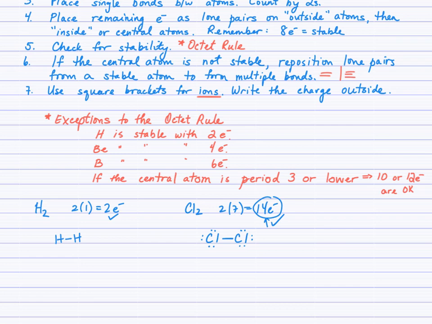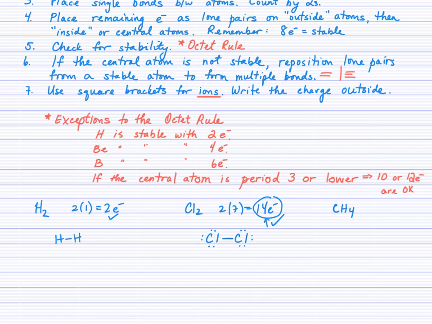Now I check for stability. Looking at the chlorine on the left, I see 2, 4, 6 plus these shared is 8 electrons. Checking the chlorine on the right, 2, 4, 6 plus these 2 is 8. And so we continue. I realize we haven't had to make a multiple bond yet, but we'll keep going and eventually get there. Okay, CH4.